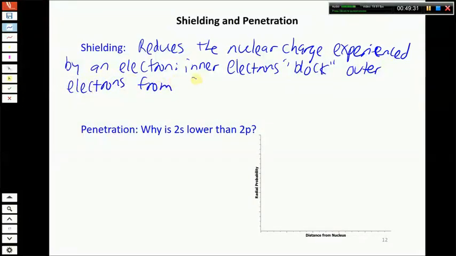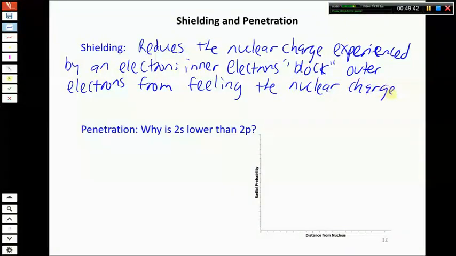And they block them, to put it in a sort of anthropomorphic way, from feeling the nuclear charge. They want to experience that attraction to their oppositely charged protons in the nucleus, but there are going to be electrons closer to the nucleus that block them a little bit. And so this effective nuclear charge, which we abbreviate as Zeff, is always going to be less than the actual nuclear charge for outer electrons.